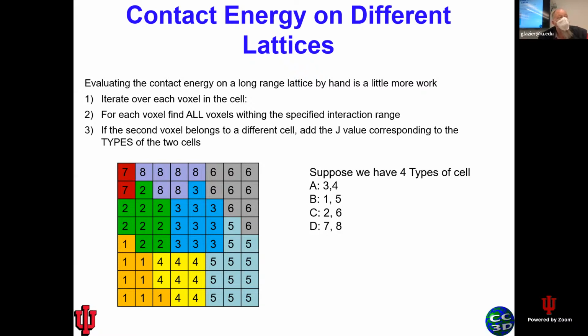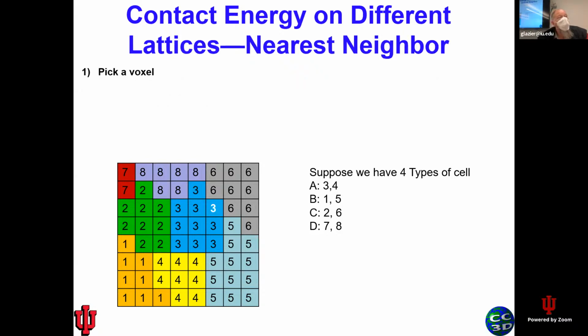So suppose I have the configuration that I show here. I have 8 cells in this picture, actually 7, no, 8, because 7 is sort of off on the corner. And suppose there are 4 types. Cell 3 and 4 are type A, cell 1 and 5 are type B, cell 2 and 6 are type C, and cell 7 and 8 are type D. Now I pick a voxel. Here I picked this voxel that belongs to cell number 3, and that cell is of type A.